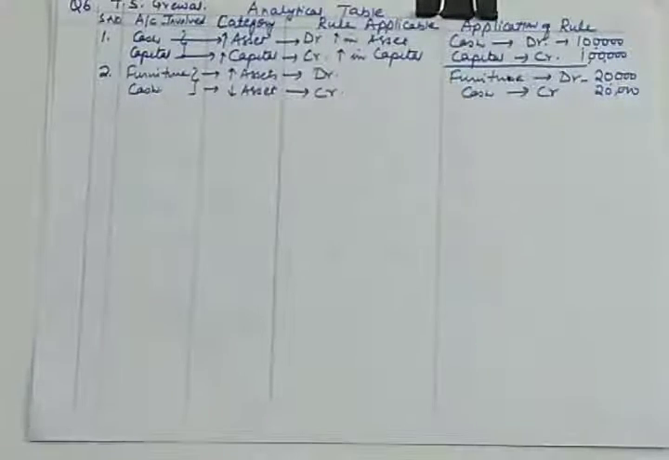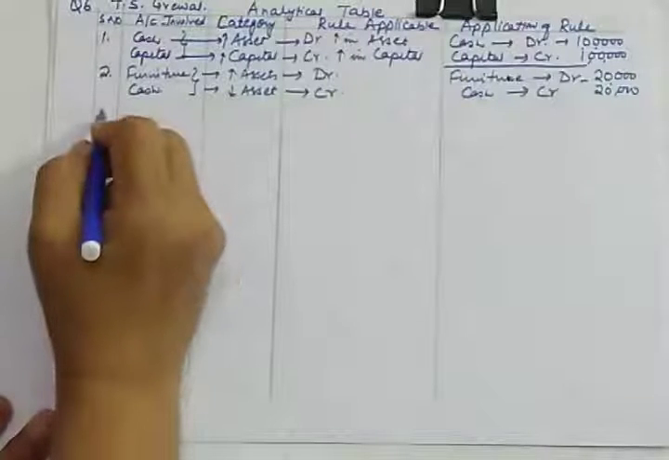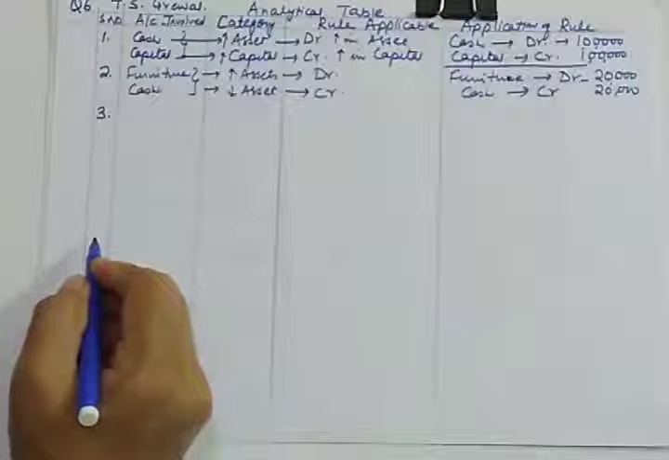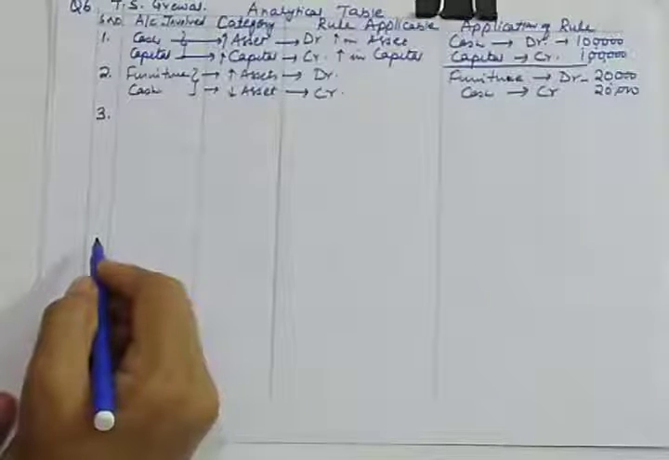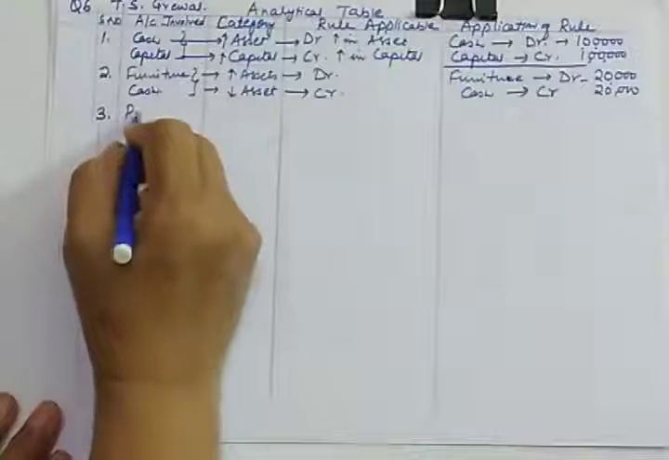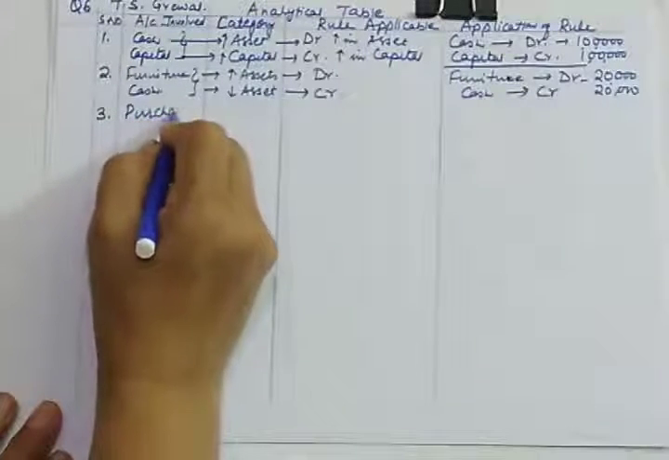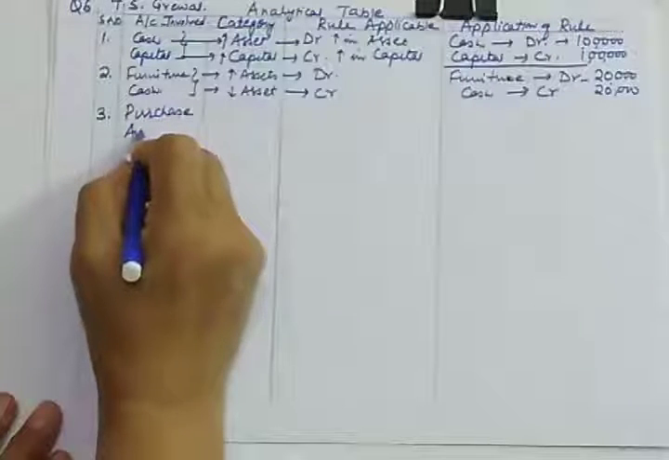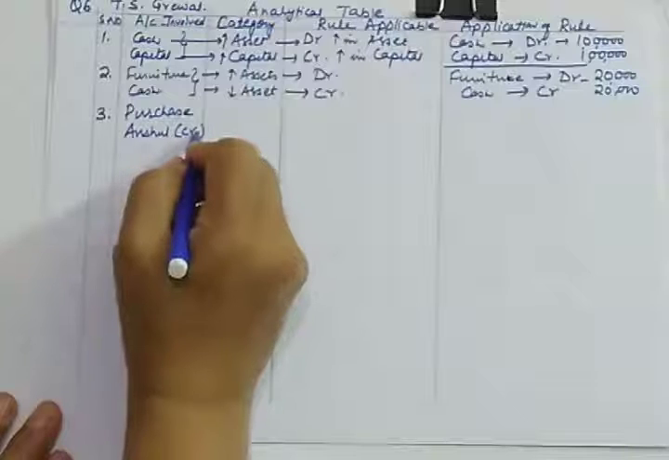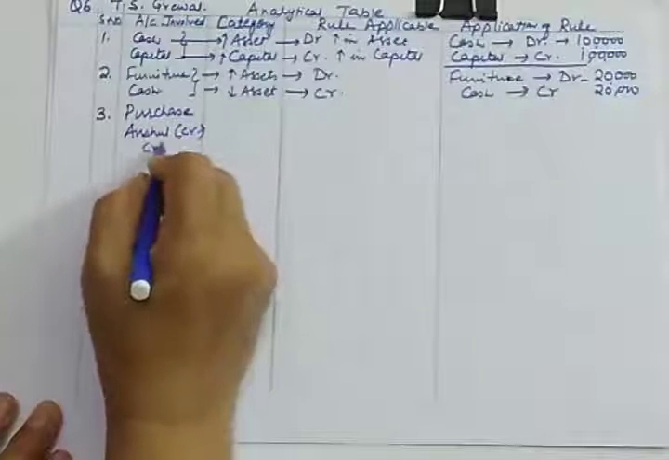Now see the next one. Third transaction is purchase goods on credit from Anshul. So you are buying goods on credit. So what will happen when you buy goods on credit? Purchase and Anshul. Anshul is your creditor. I need to write it in full. Creditor.